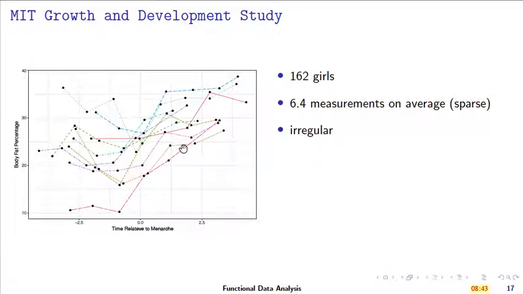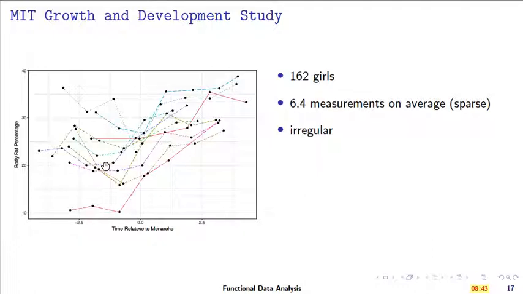I give this example because you can see the measurements are pretty sparse, right? Each curve represents one girl, and the measurements are not at the same times, right? Each girl may only have 4 measurements, on average 6.4 measurements. So you can see these measurements are sparse and irregular.